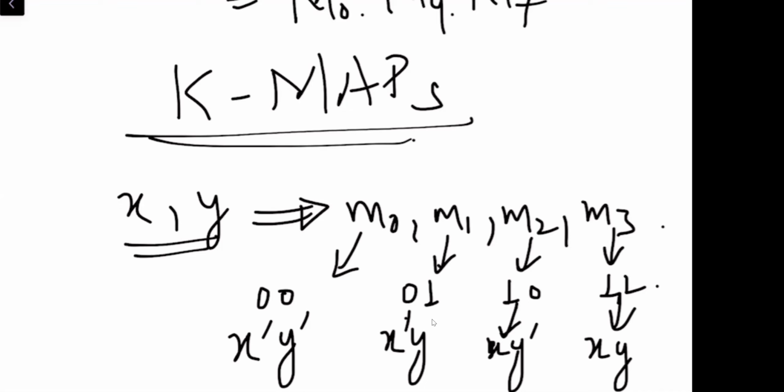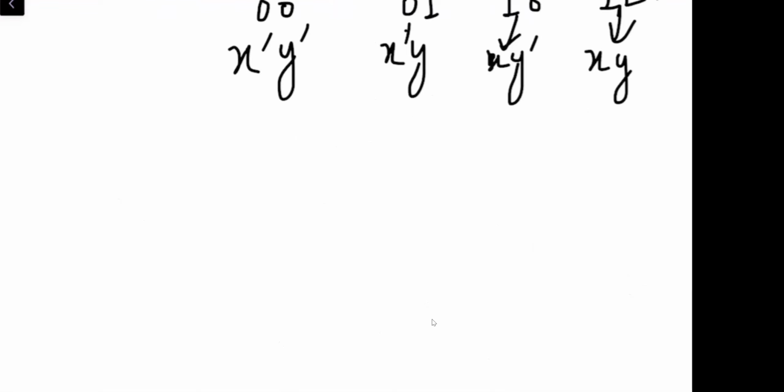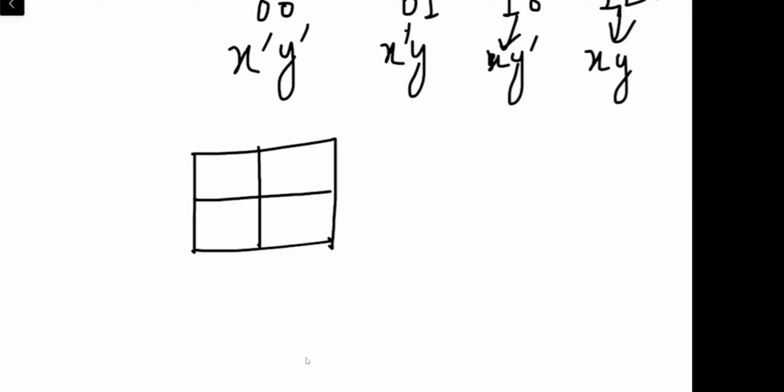Now if we go for the K-maps with two variables, K-maps are always represented in terms of boxes. If we have two variables, how many boxes do we need to represent the K-map? For two variables we have a total of four minterms, so we need to make four boxes. And how can we make four boxes? We can simply say something like this.